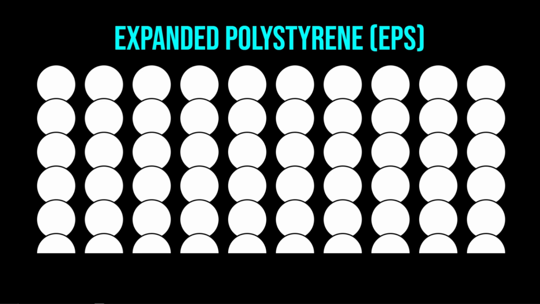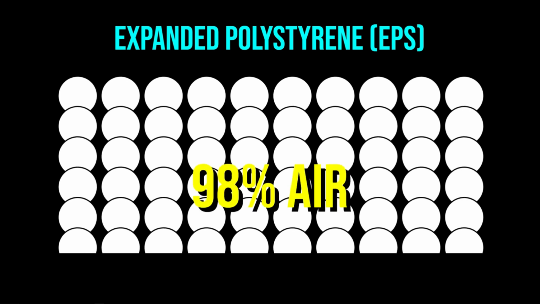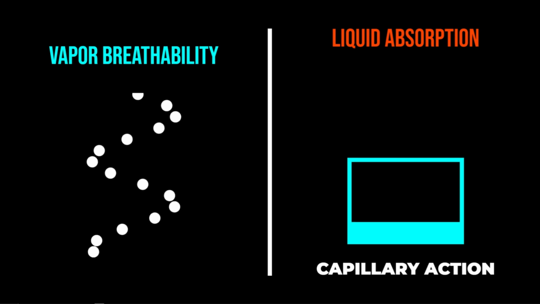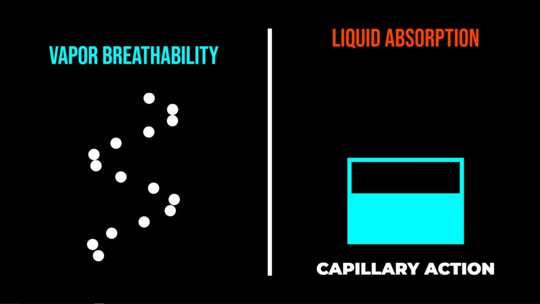Expanded polystyrene, or EPS, begins as small resin beads containing a blowing agent, typically pentane. When exposed to steam, these beads expand up to 50 times their original volume, forming a closed cell structure. These expanded beads are then molded into large blocks or specific shapes using heat and pressure, which fuses the beads together. This process creates a material that is 98% air.